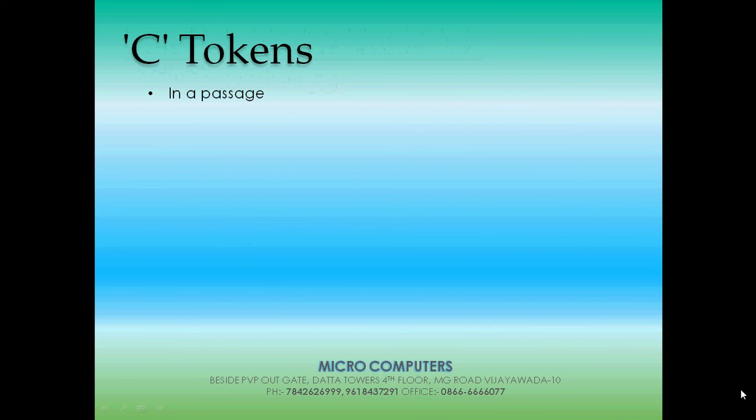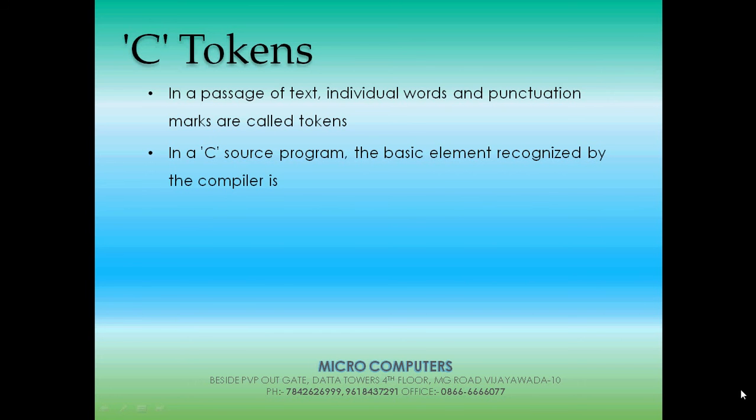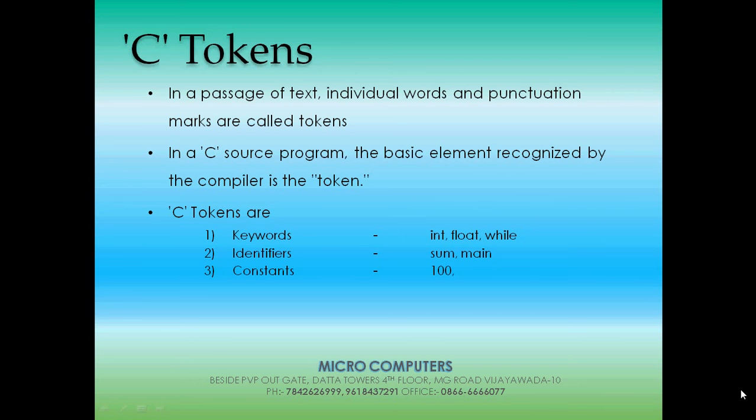C tokens. Let's consider a passage of text in which individual words and punctuation marks are called tokens. In a C program, the basic element recognized by the compiler is a token. The different types of C tokens are keywords, identifiers, constants, strings, operators, and special symbols. These topics we will discuss in further tutorials.